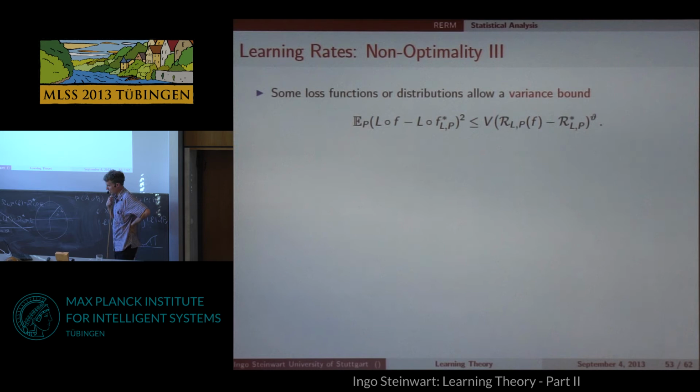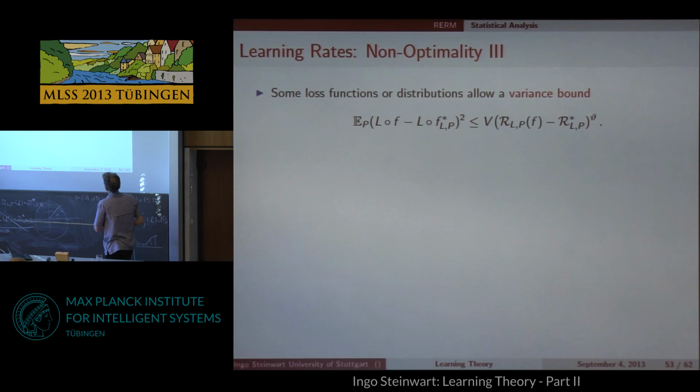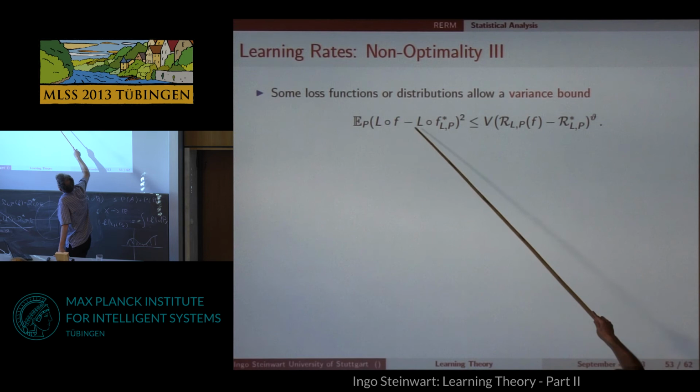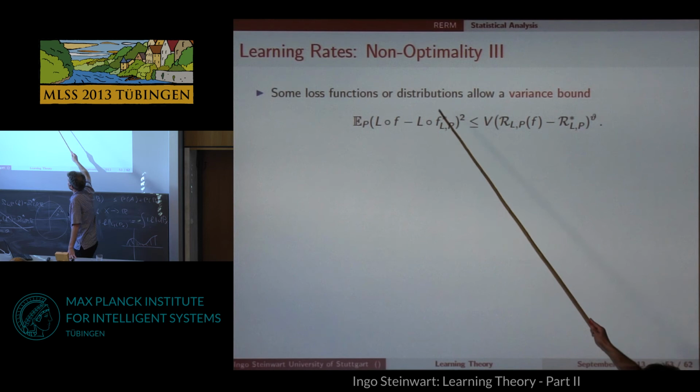The reason is that for certain loss functions, in particular for the least square loss, we have a so-called variance bound. The variance bound considers the excess risk of some function f, then takes it to some power. For the least square loss, this theta is equal to 1. And then the right-hand side dominates basically the variance of this excess loss. So this is an observation that for certain loss functions and or for certain distributions, we have this kind of inequality.